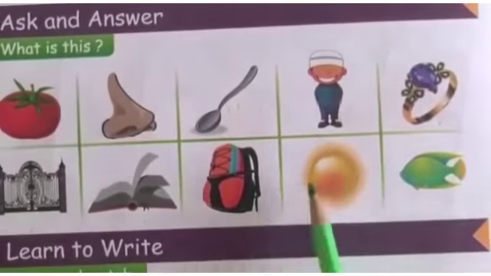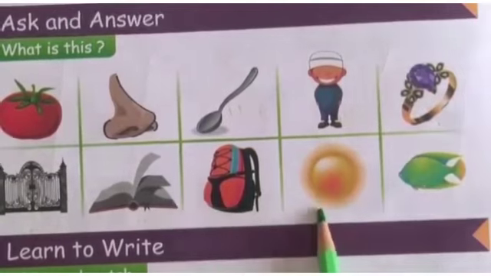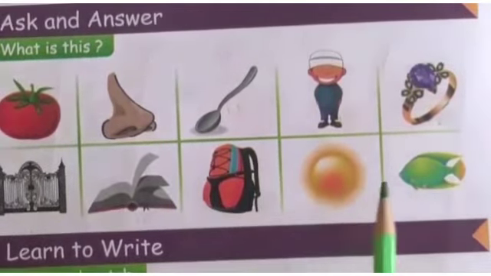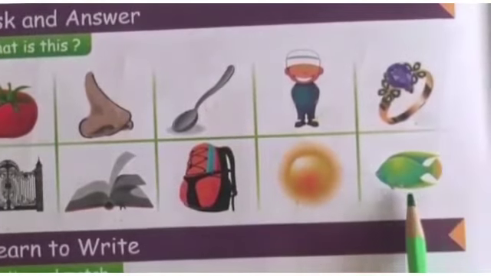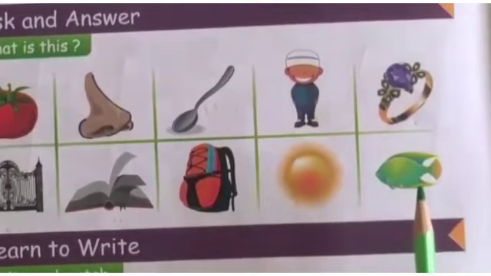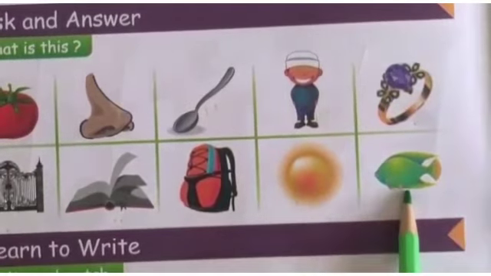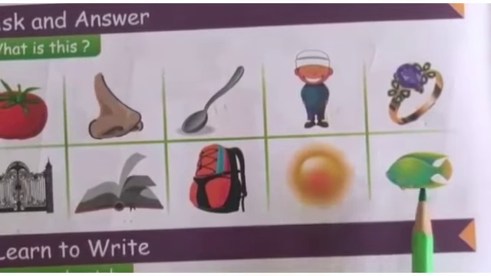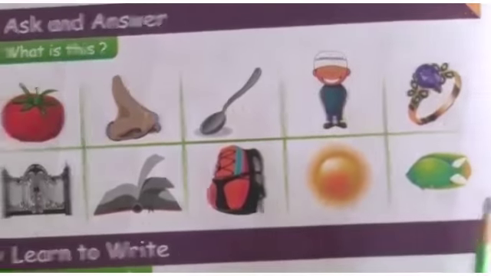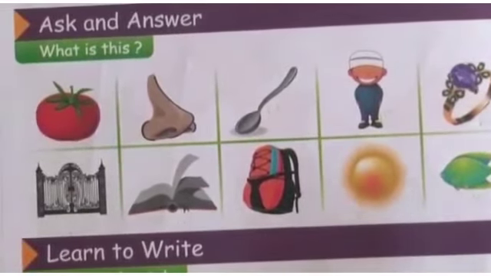What is this? Sun. This is sun. What is this? Fish. This is a fish. So students, you also have to do the same activity.